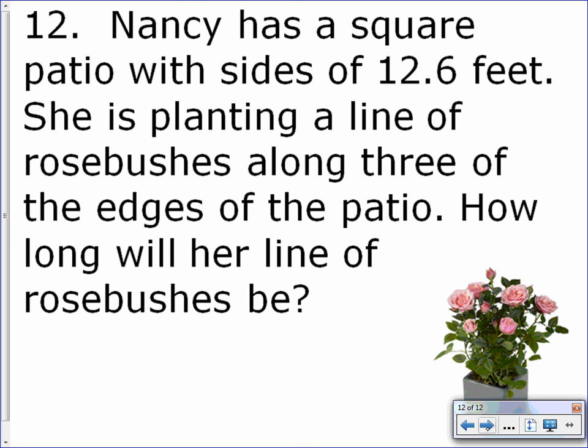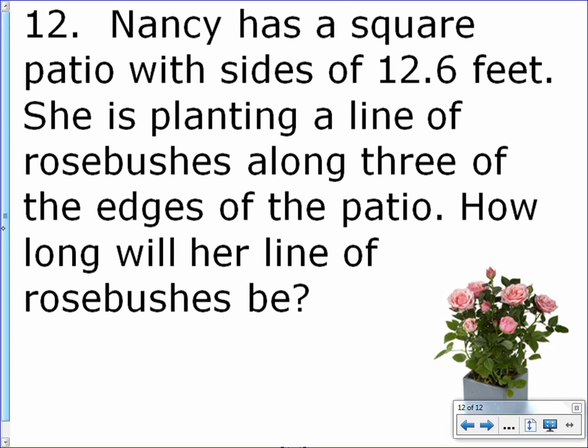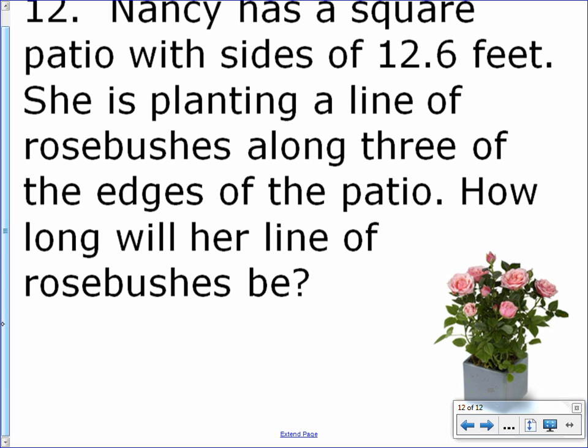Number 12, last one. Nancy has a square patio with sides of 12 6/10 feet. A square is called a square because all the sides are equal on the square. So if she has a square with sides of 12 6/10 feet, all of them have sides of 12 6/10 feet. She's planting a line of rose bushes along 3 of the edges. How long will her line of rose bushes be?